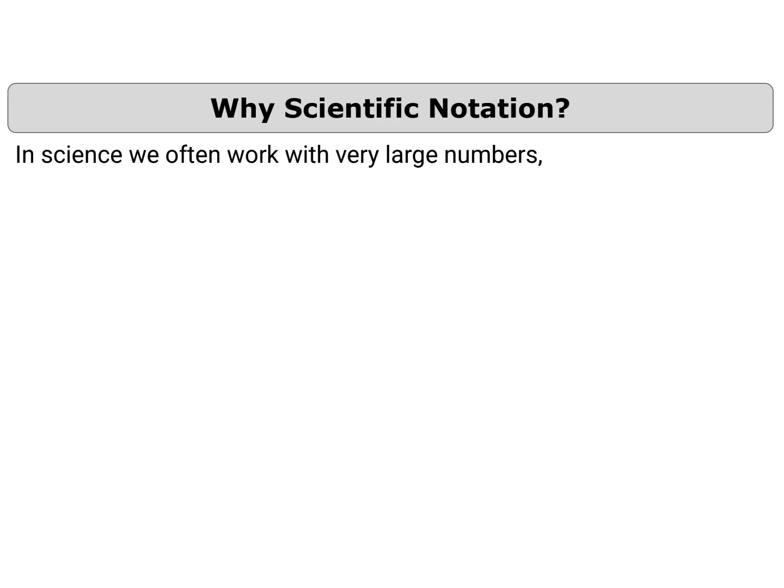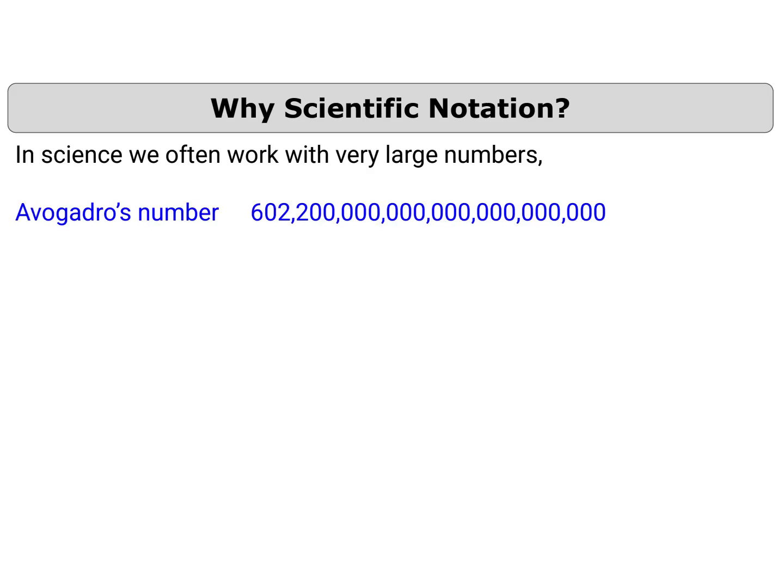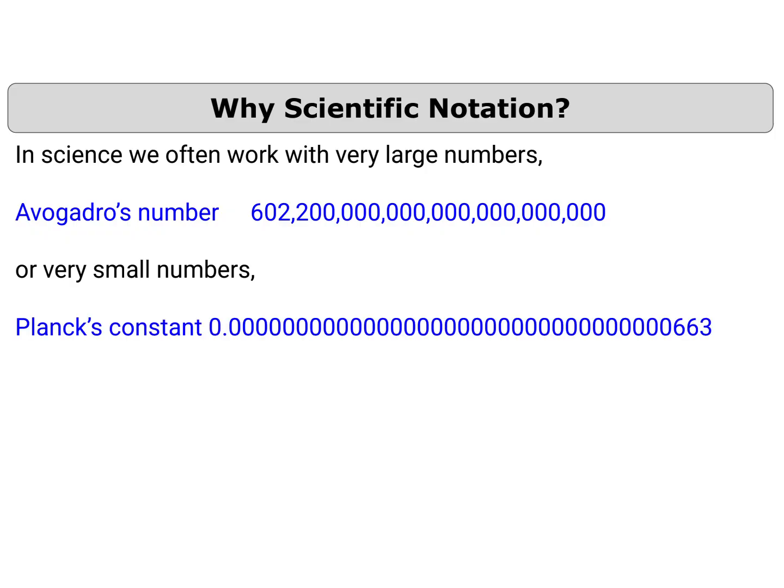In science, we often work with very large numbers, like Avogadro's number, or very small numbers, like Planck's constant. Obviously, working with either one of these numbers, there are so many zeros that working with them is a little bit unmanageable. Since our numbering system is base 10, we can use powers of 10 to rewrite very large numbers or very small numbers to make them easier to work with.